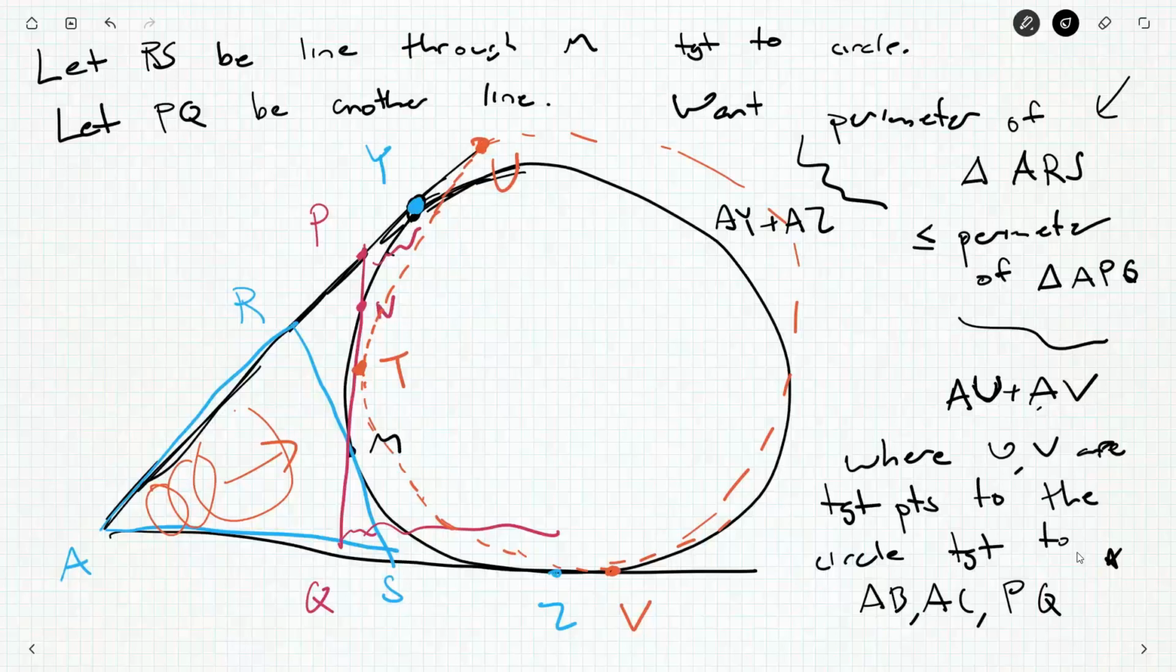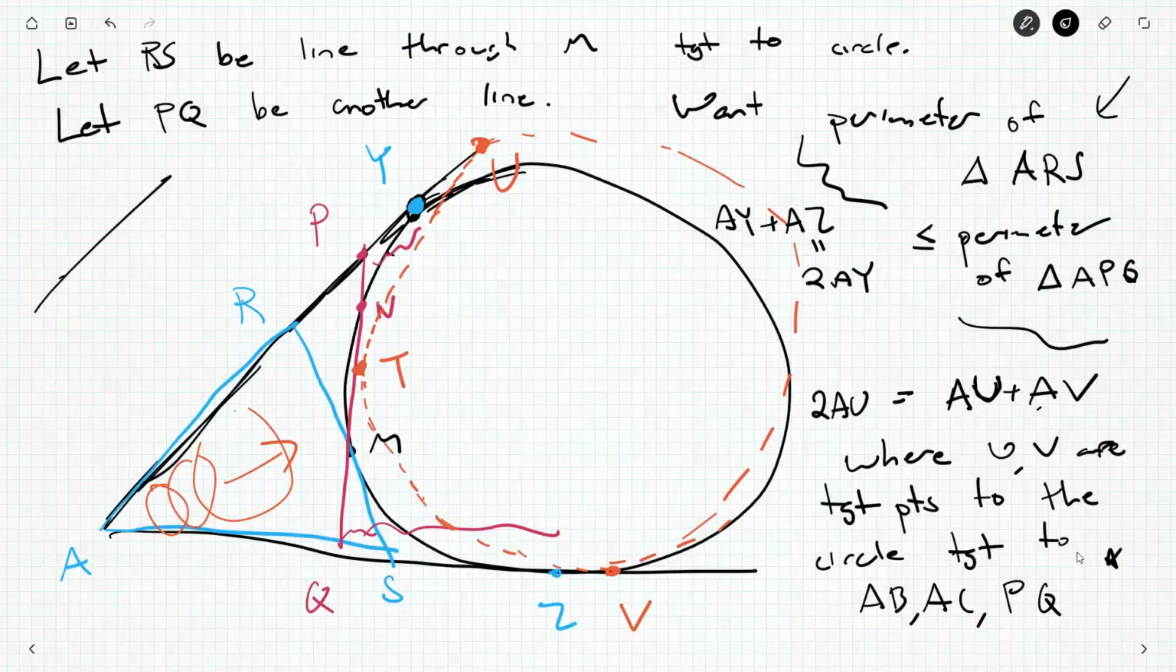So we would need to argue that U and V are further away from A than Y and Z. So that's what we need to do. So, is that even possible? Well, the picture seems to make me believe it's true. But does it actually work? So, once again, this is 2AU, and once again, this is 2AY.